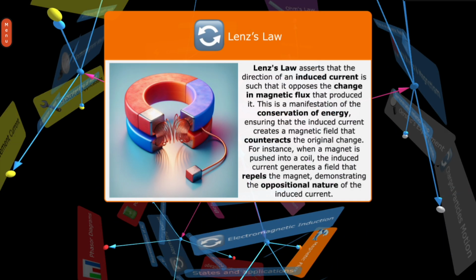Lenz's law asserts that the direction of an induced current is such that it opposes the change in magnetic flux that produced it. This is a manifestation of the conservation of energy, ensuring that the induced current creates a magnetic field that counteracts the original change. For instance, when a magnet is pushed into a coil, the induced current generates a field that repels the magnet, demonstrating the oppositional nature of the induced current.